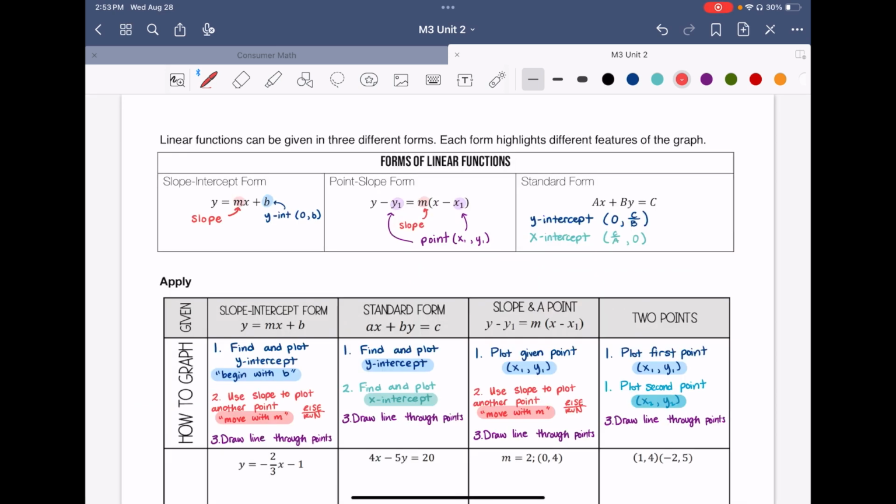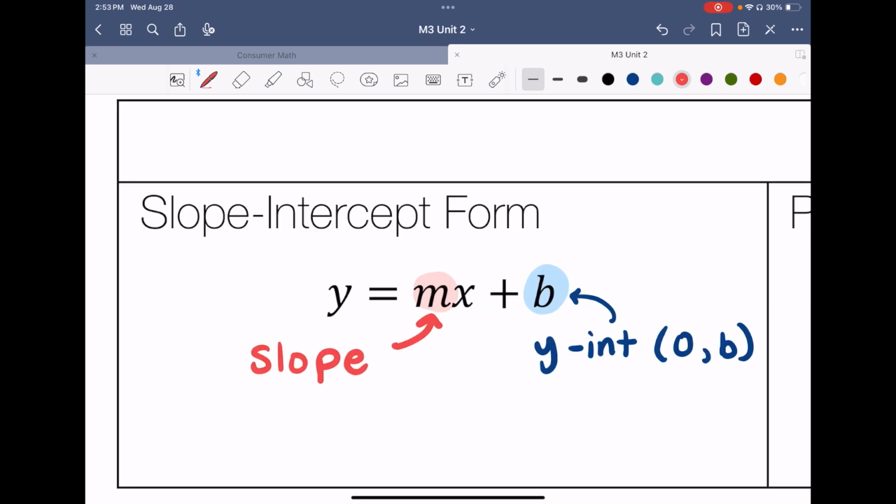Okay, so now we have gone over all three forms of linear functions. We have slope-intercept form, point-slope form, and standard form. So I'm going to take a minute and discuss each form and what they give. The characteristics that are easiest to find in slope-intercept form are exactly as it says, slope and the y-intercept. The slope is m, what is multiplied by x, and your y-intercept is the b, which is by itself.